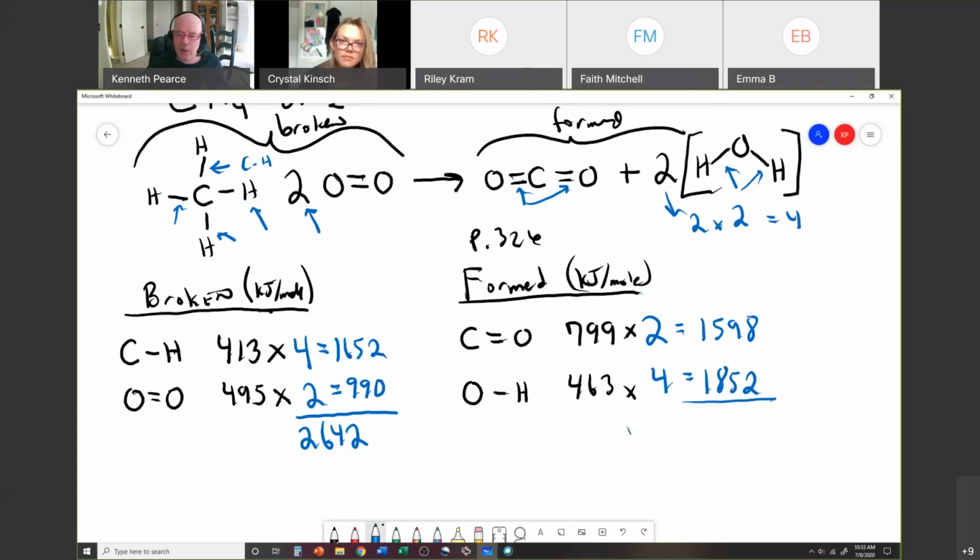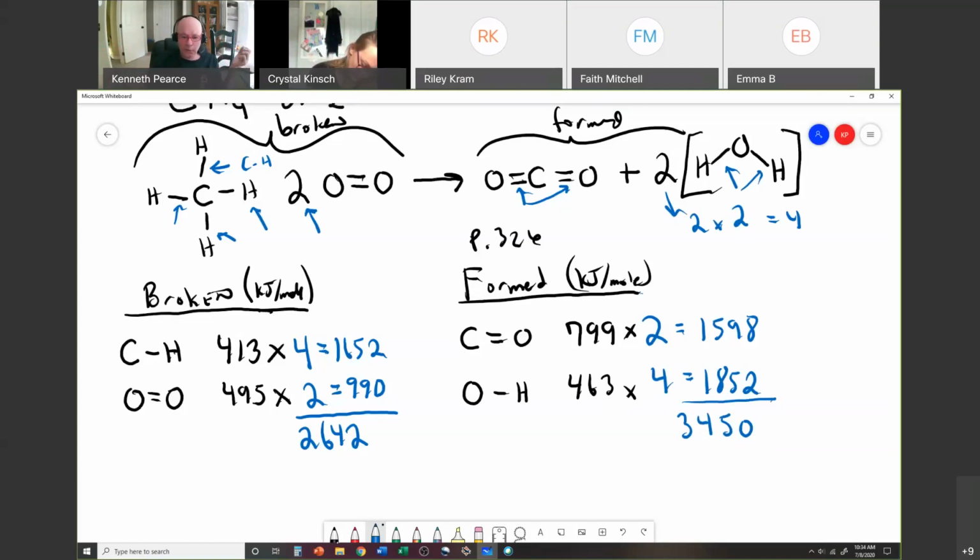But anyway, let's go ahead and add them up, because that's what it means to be a sum. So we take our 1852 plus our 1598, and I get 3450, and that's kilojoules per mole. Now what? This is the reason why I'm doing this step by step and individual step instead of trying to lump them all together in one big formula, because it's easier to keep track of this way. So I've broken all the bonds. I've formed the bonds. Now what do we do? Well, it's broken minus formed.